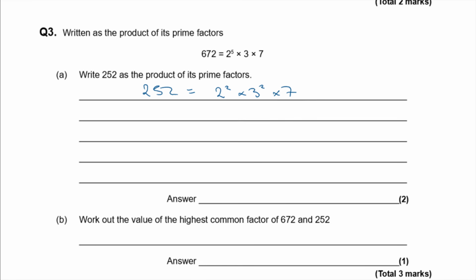Okay, and then work out the highest common factor of those two numbers. So what do they have in common? Well, I've got a 2 to the 5 and a 2 squared, so what's in common is 2 squared. I've got a 3 and a 3 squared, so what's in common is the 3. And I've got a 7 and a 7, so what's in common is 7. So multiplying those together, 2 squared is 4, times 3 is 12, times 7. 7 12s are 84, so that comes out to be 84.